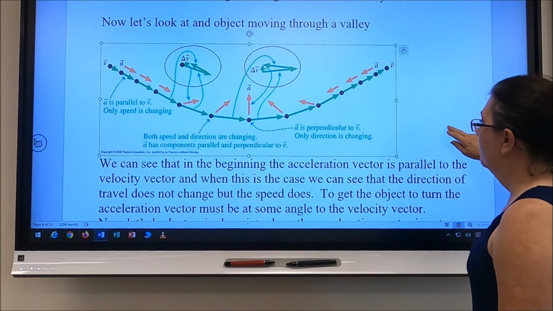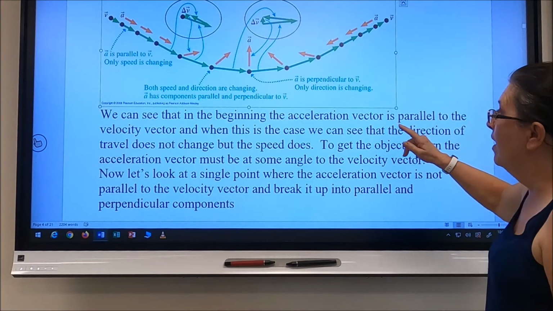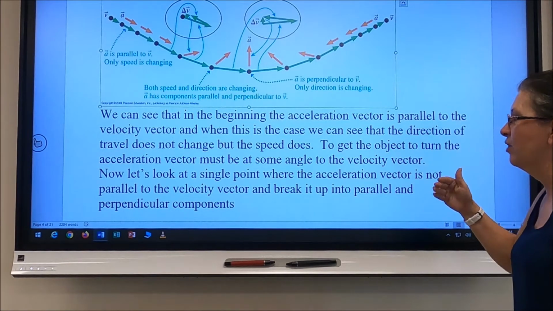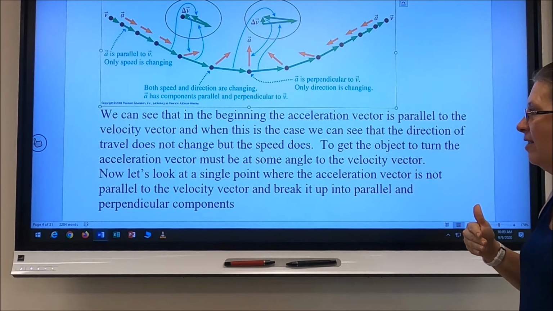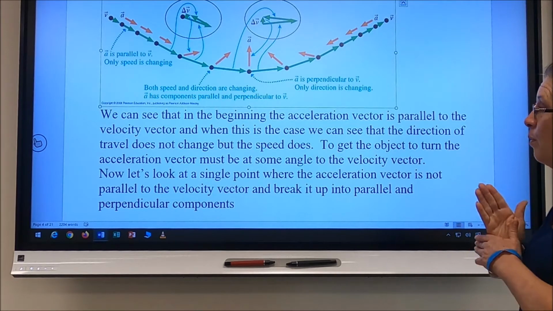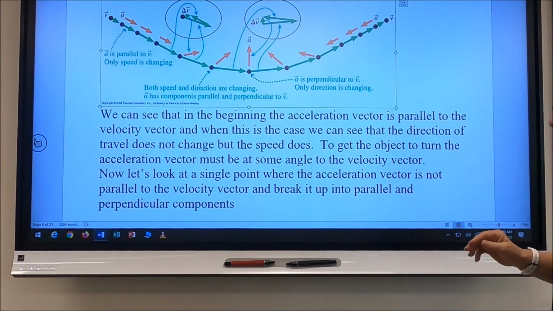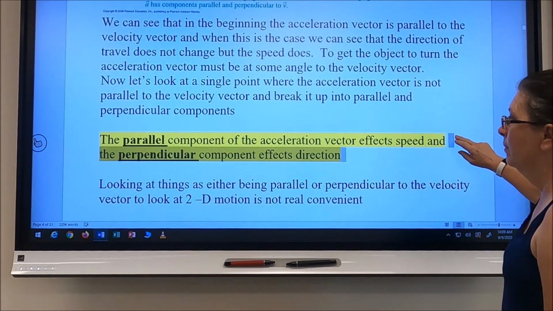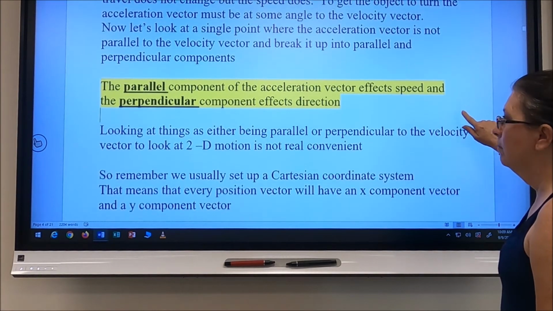Okay, so the component of the acceleration vector that's parallel to the velocity vector increases or decreases its magnitude. The portion of the acceleration vector that's perpendicular to the velocity vector changes the direction of travel. Okay?